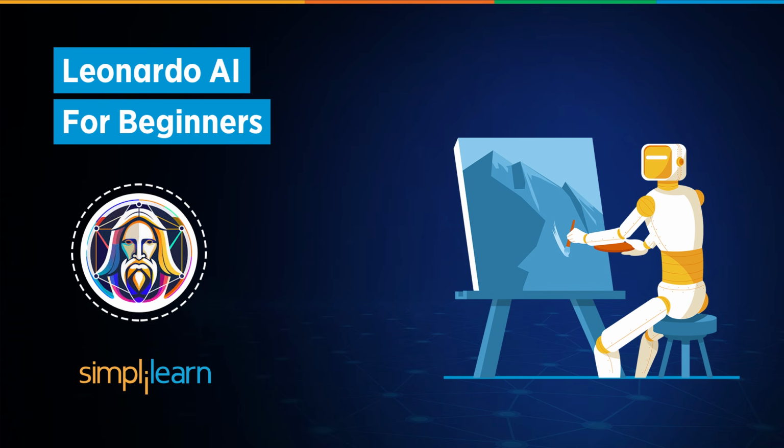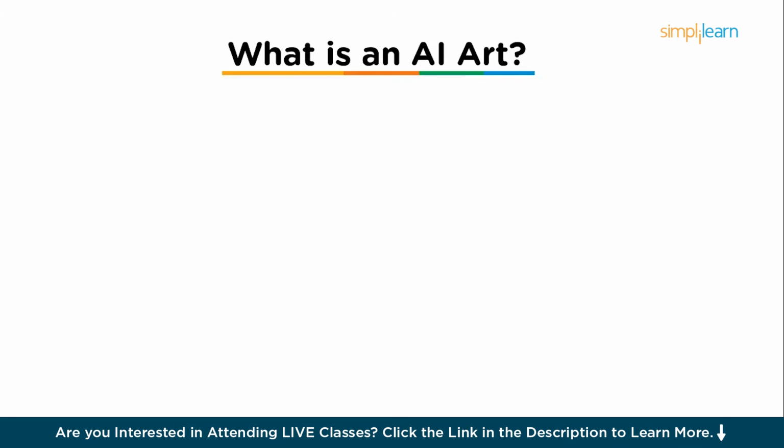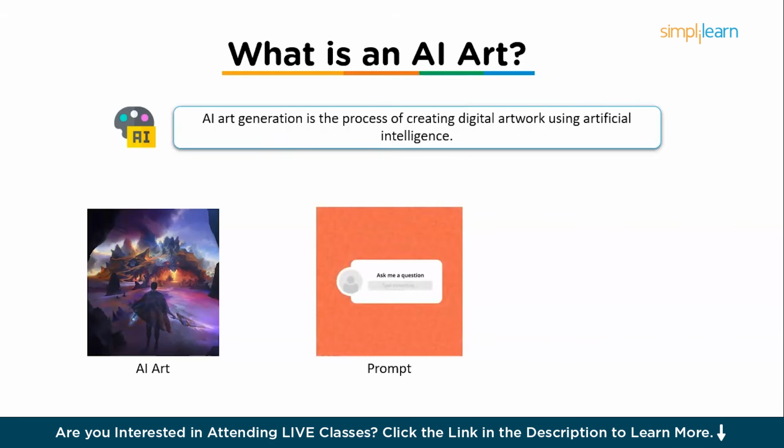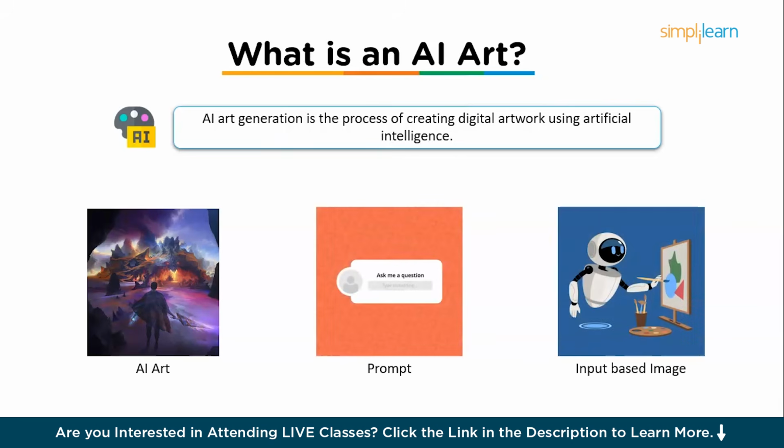So, we will initially start with the introduction part, that is, we will understand what an AI art is. AI art is the process of creating digital artwork using artificial intelligence. Instead of painting or drawing manually, users simply type a description called a prompt, and the AI generates an image based on that input.